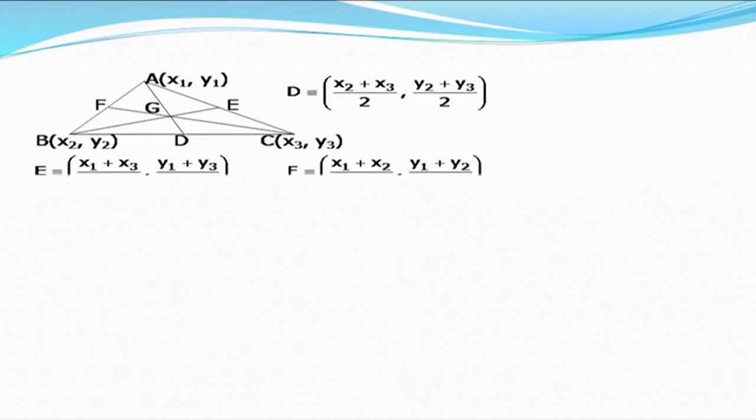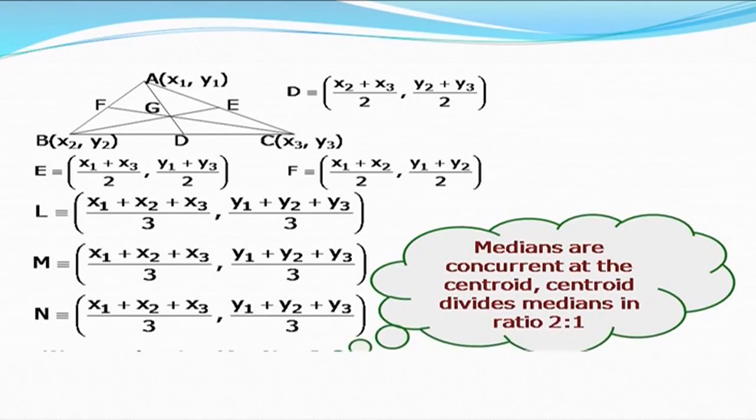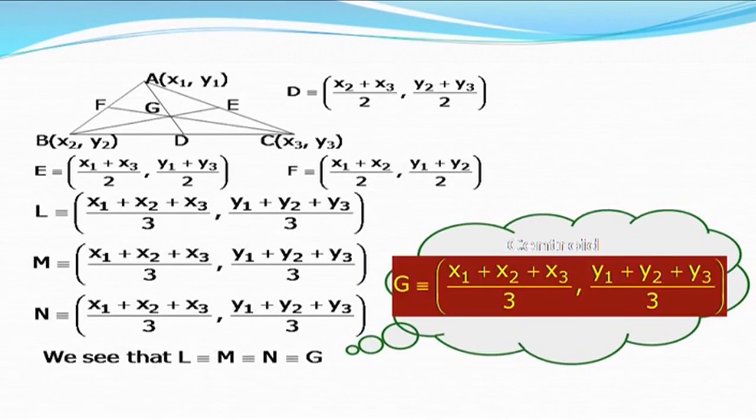In all the cases, after simplification, we find out the coordinates of L, M and N. In each case, it is (x1 plus x2 plus x3) upon 3, (y1 plus y2 plus y3) upon 3. And these overlapping points L, M, N, we can say that is the centroid of the triangle which is represented by G.